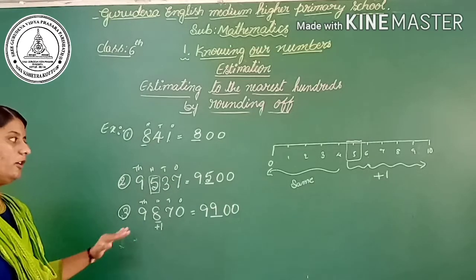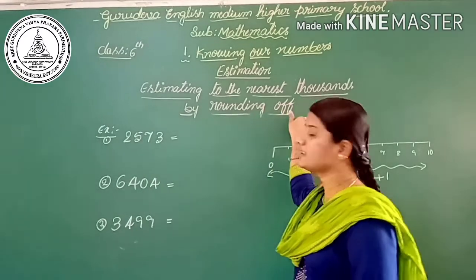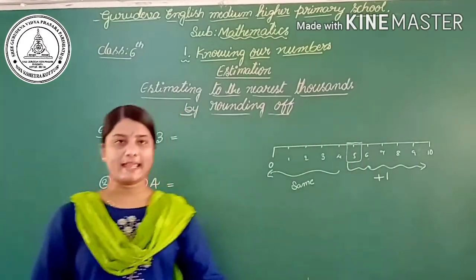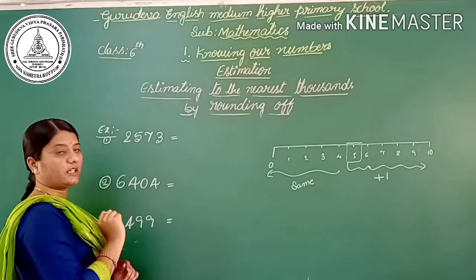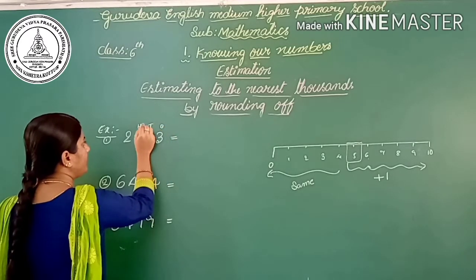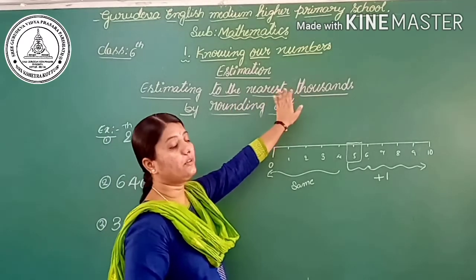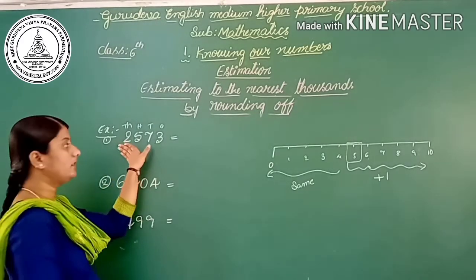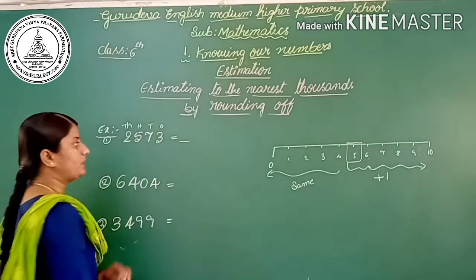Okay, I hope you understand this. The next concept is estimating to the nearest thousands by rounding. Here I have written 3 examples. One of the examples is 2573. First write the place values: ones, tens, hundred and thousand. Here we have to round to the nearest thousands. So the 1000 place is here. We keep the dash in the 1000 place. Then the rest of the places we write 0.